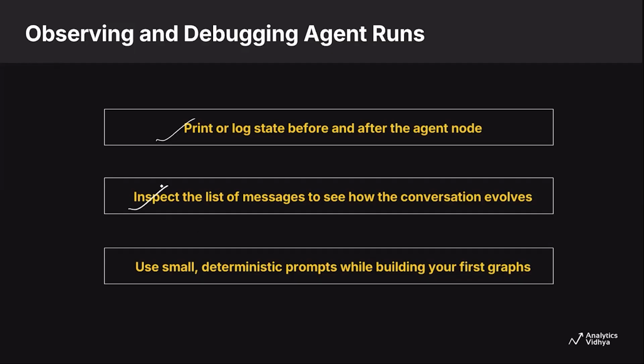And you also need to inspect the list of messages to see how the conversation evolves, right? So whenever you are looking at the previous messages, you can understand what the previous inputs from the user were, and then how the agent has responded to those questions as well. And always remember, use small and deterministic prompts while building your first graph. Do not overcomplicate it, keep it simple, because we are practicing, so we are going to keep these things minimal as of now.